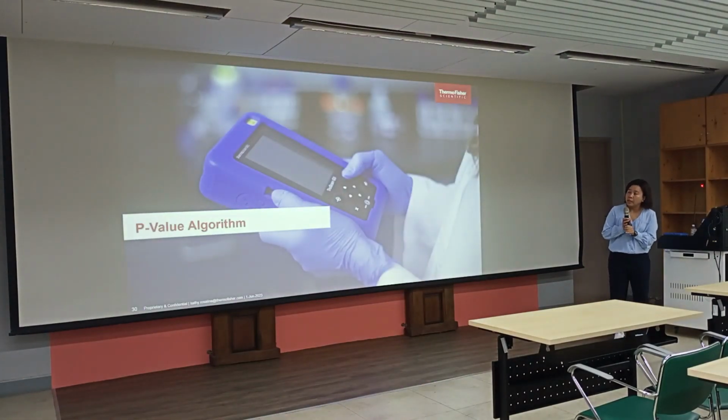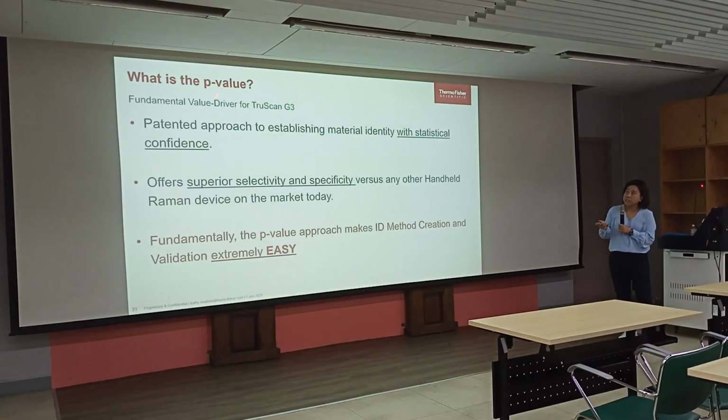Okay. Just now I keep mentioning the p-value, but actually what is the p-value? P refers to the probability value. This is a patented approach to establish material identity with statistical confidence. With the p-value, it offers superior selectivity and specificity compared with other handheld instruments. And the p-value approach makes identification, method creation, and validation extremely easy. Later I will share with you.